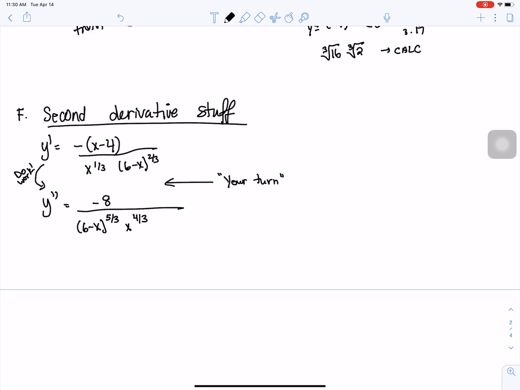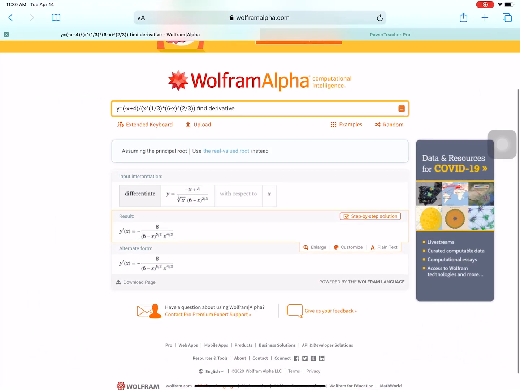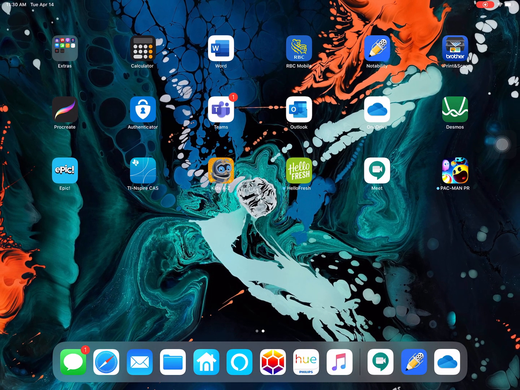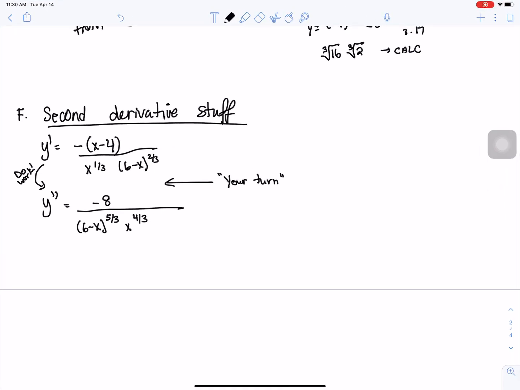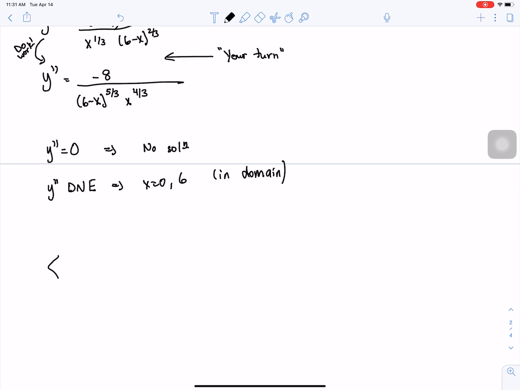And then this will be the simplified second derivative, provided Wolfram Alpha did it correctly, but we'll be able to tell if they did or not when we look at the graph. Okay, but that's a little trick as you're working to help you with the derivatives, but at the end of the day, you will need to solve all of these questions on your own. Y double prime equals 0 implies there's no solutions, so there's no critical points where the derivative is 0. Y double prime does not exist at x equals 0 and 6 again, and these are in my domain, so they can still be classified as maxes, mins, inflection points, and so forth.